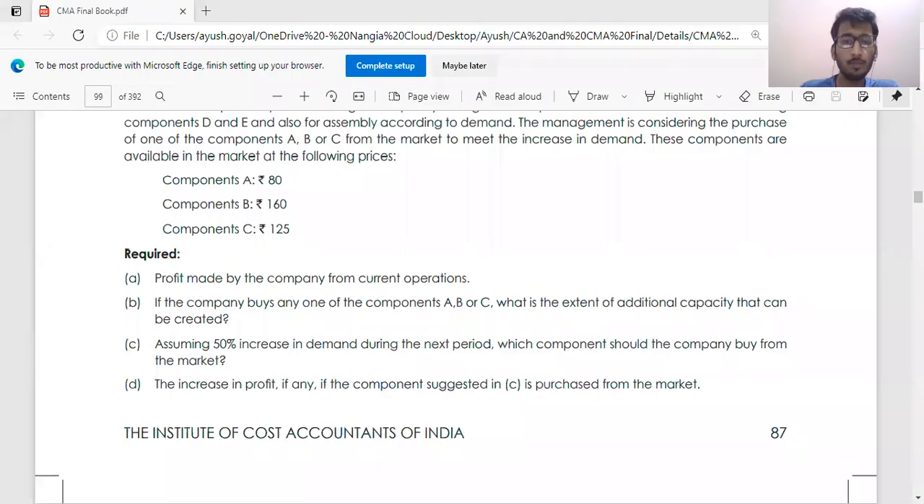Like in decision making, the other three decisions are when we have an option of sell and further process, what should we do? Keep or drop decision, the pricing decision. From the next lecture, we'll probably start with keep and drop, and then the further processing decision. But today we are going to discuss one question from the CMA Final Study Material, which is related to the make and buy decision, or I can say the outsourcing decision.